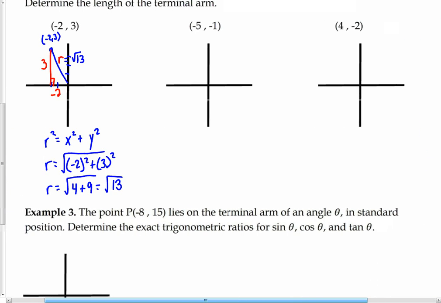So let's try the next one. Which quadrant is it in? 3. So x is negative 5, and y is negative 1. So why don't you go ahead and solve for the radius, or your hypotenuse.